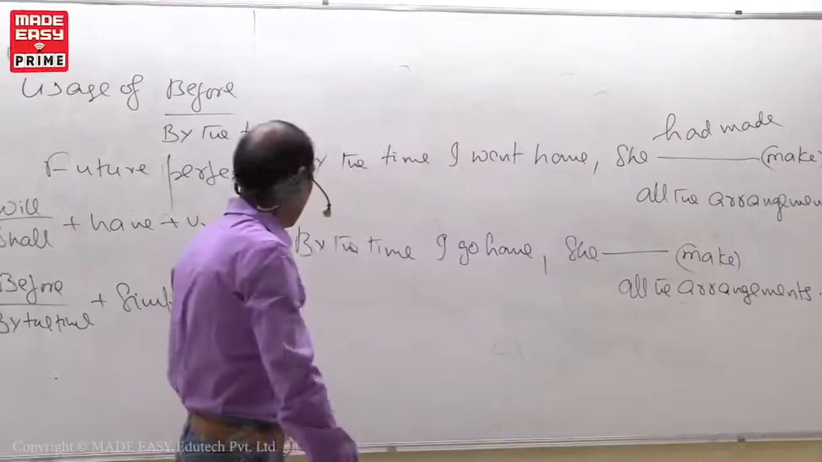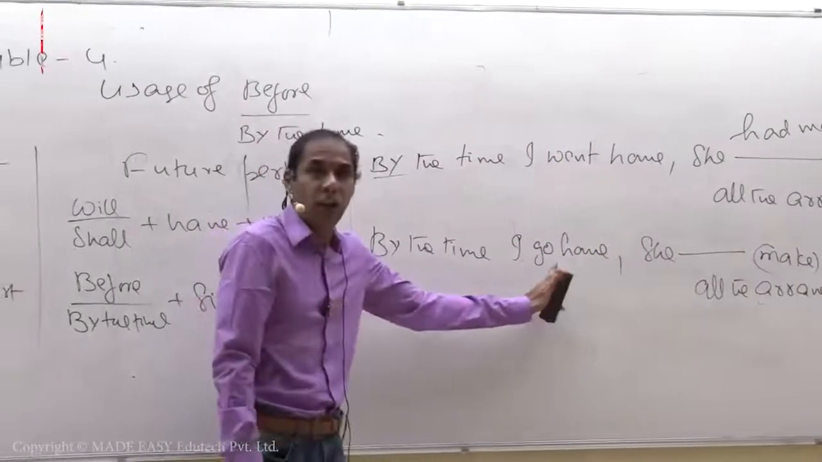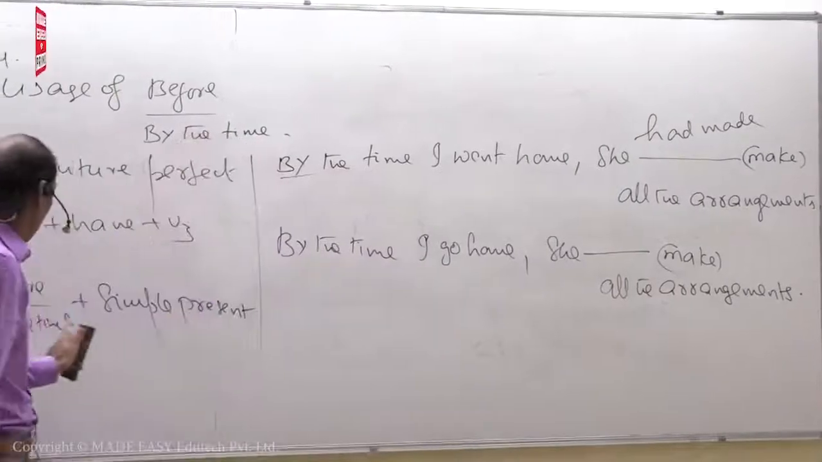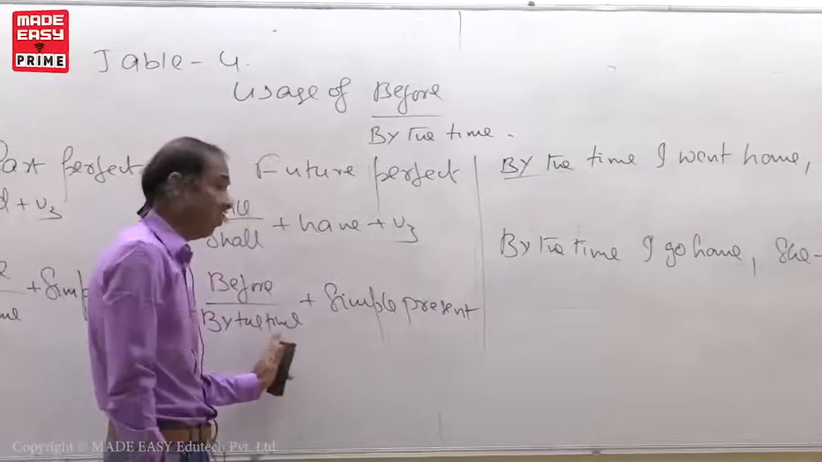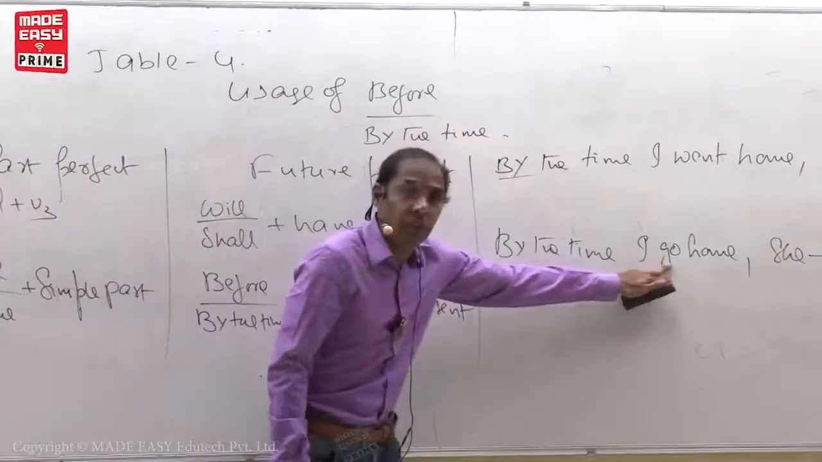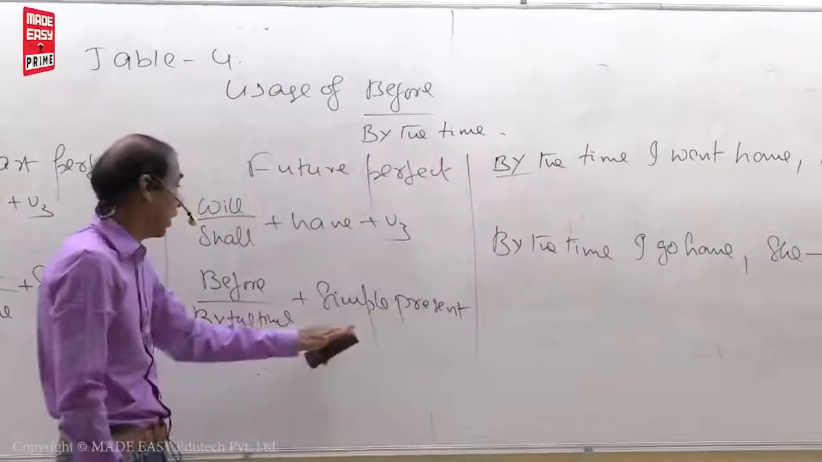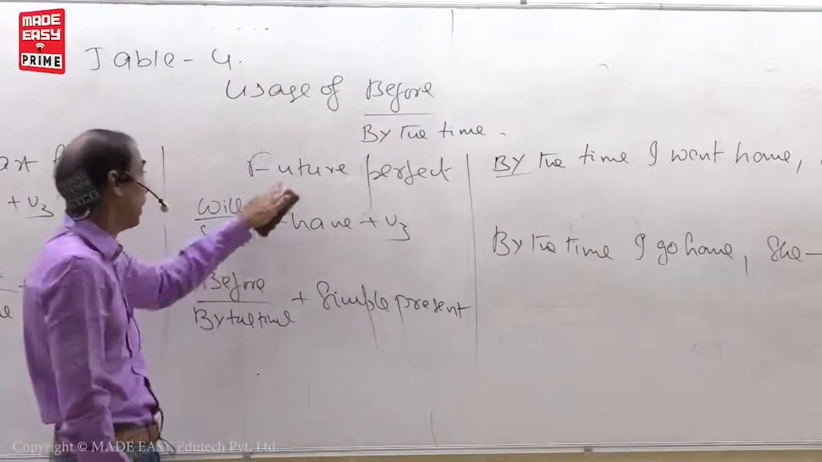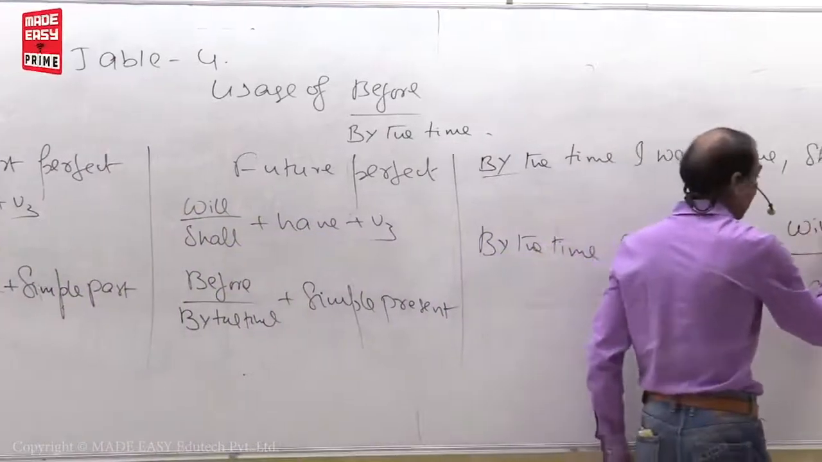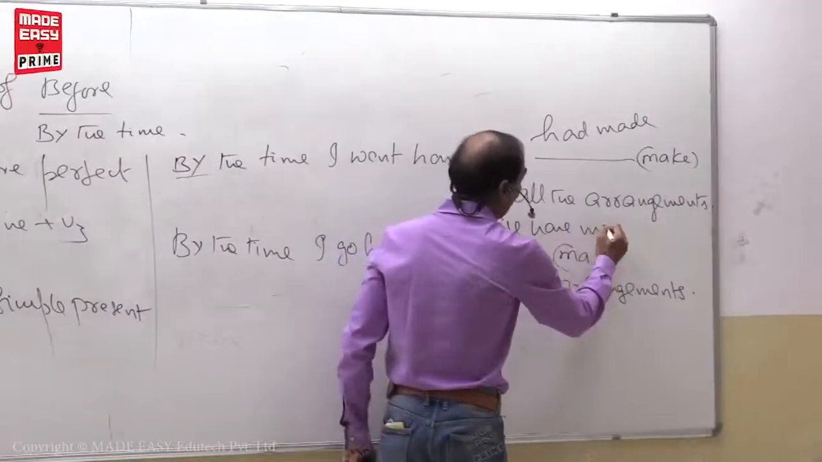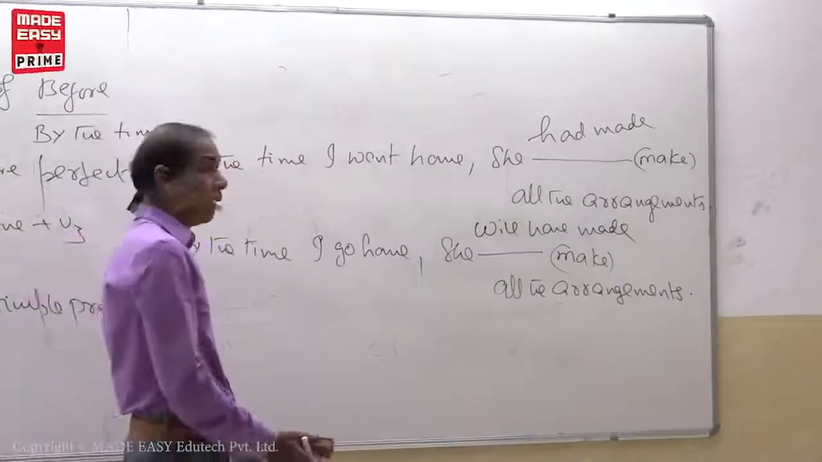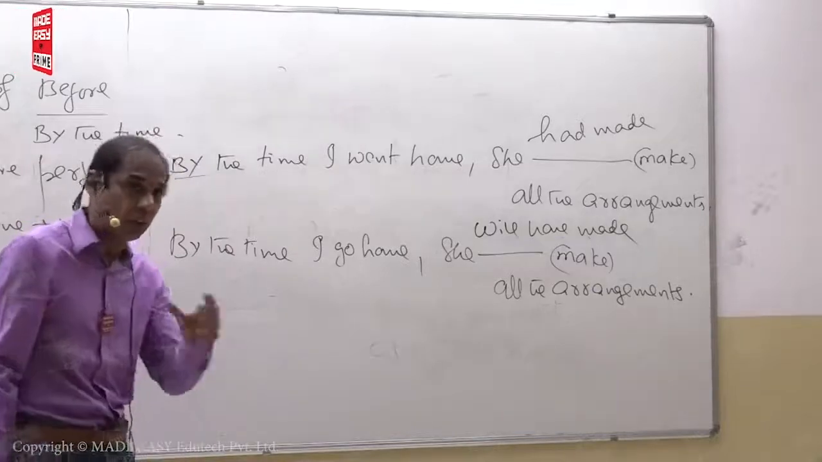Now see, by the time I go home. Before, by the time. If these two are connected with the present tense, if these two are connected with the simple present, the second must be future perfect: will or shall plus have plus V3. That's all. Will have made. That's it. Very easy. So, my dear friends, observe.